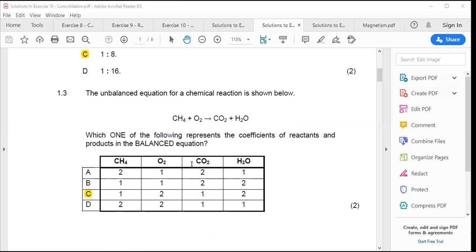Right, we go to 1.3. The unbalanced equation for the chemical reaction is shown below. You've got methane, CH4, plus oxygen to give you carbon dioxide plus water. Which one of the following represents the coefficients of reactants and products in the balanced equation?